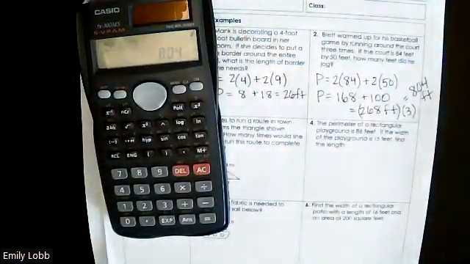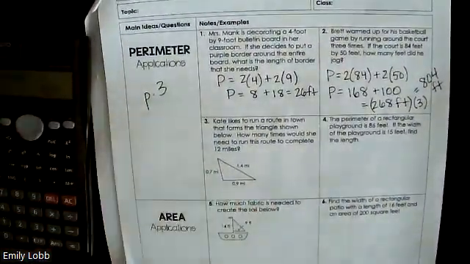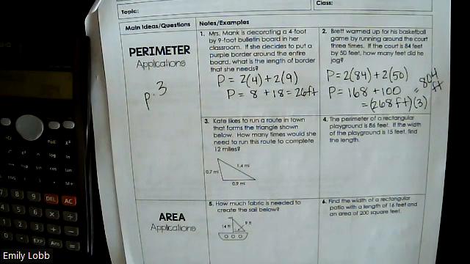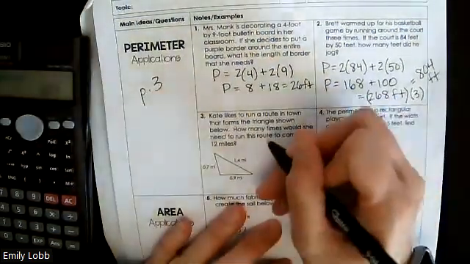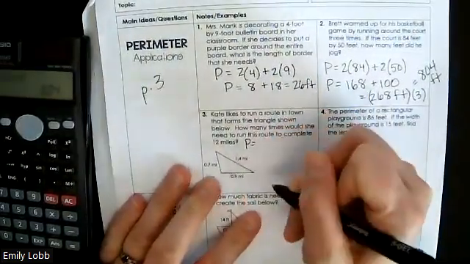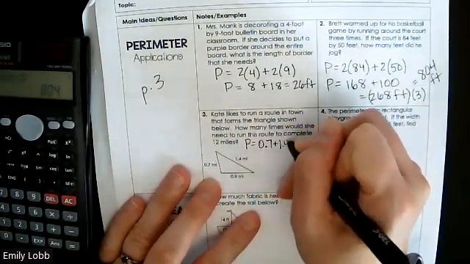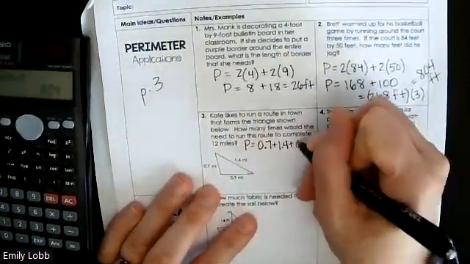We almost thought we were done, right? So here, oh, they're drawing a picture for us. Kate likes to run a route in town that forms a triangle shown below. How many times would she need to run this route to complete 12 miles? So how many times? Well, let's add up what one of them would be, right? This perimeter is equal to 0.7 plus 1.4 plus 0.9.